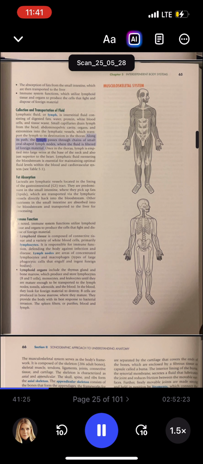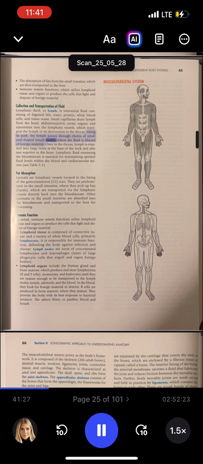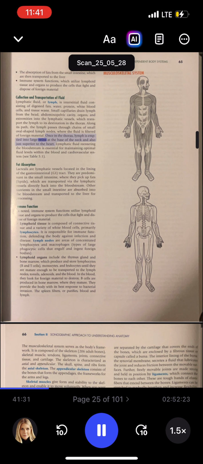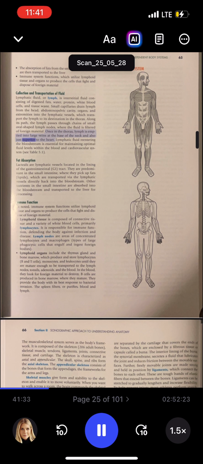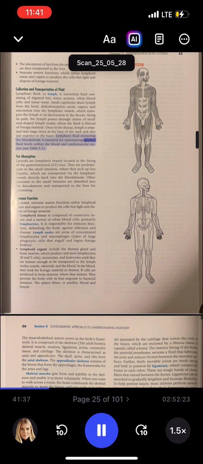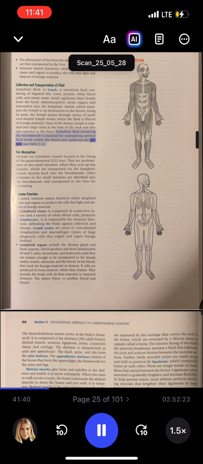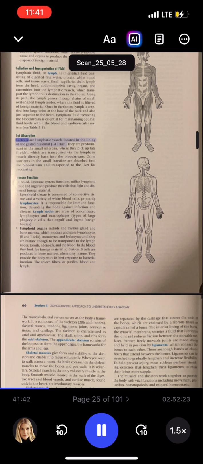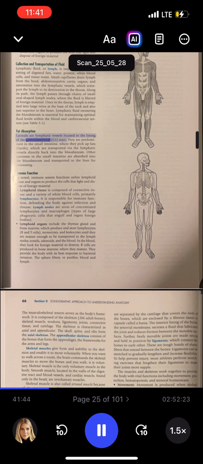Along its path, the lymph passes through chains of small, oval-shaped lymph nodes where the fluid is filtered of foreign material. Once in the thorax, lymph is emptied into large veins at the base of the neck, and also just superior to the heart. Lymphatic fluid re-entering the bloodstream is essential for maintaining optimal fluid levels within the blood and cardiovascular system. See Table 5.1. Fat absorption. Lacteals are lymphatic vessels located in the lining of the gastrointestinal (GI) tract.